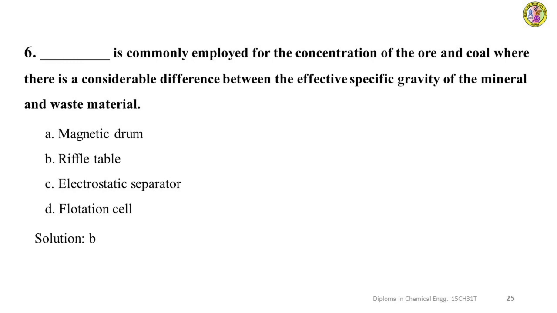Dash is commonly employed for the concentration of ore and coal where there is considerable difference between the effective specific gravity of the material and the waste material. So this is again the principle of a tabling operation. The effective specific gravity of the material is nothing but the difference in the specific gravity of the material and that of the water. So tabling is the right answer and the riffle table is the correct option. So B is the answer for question number 6.